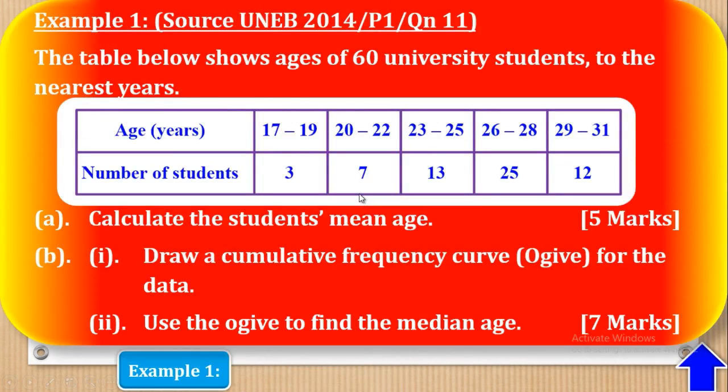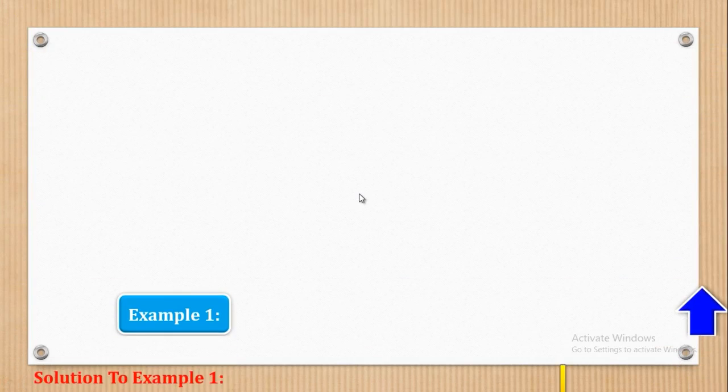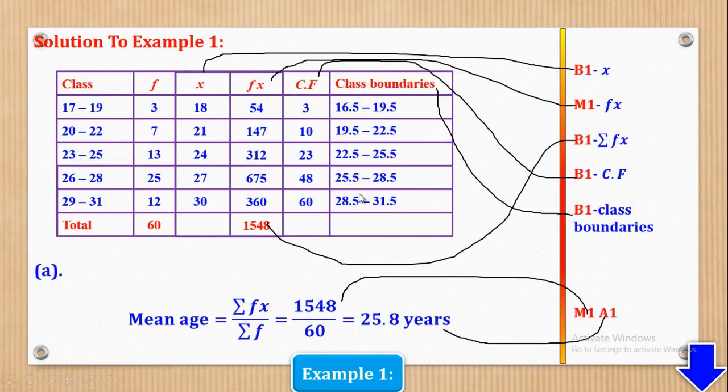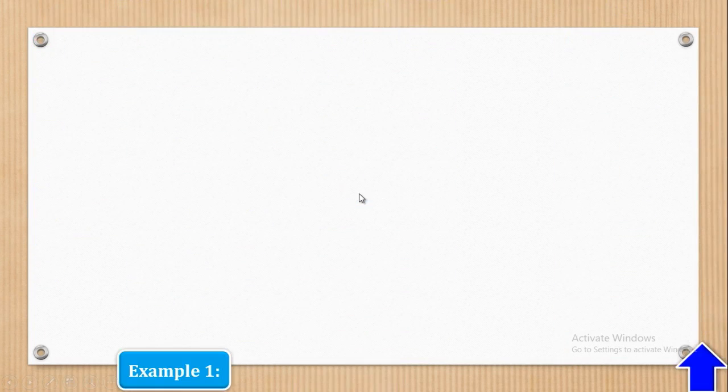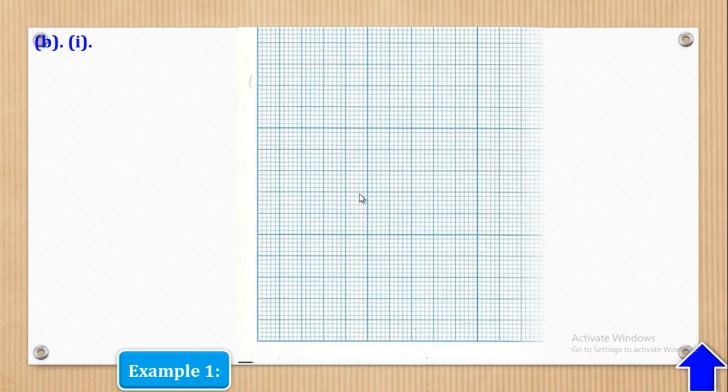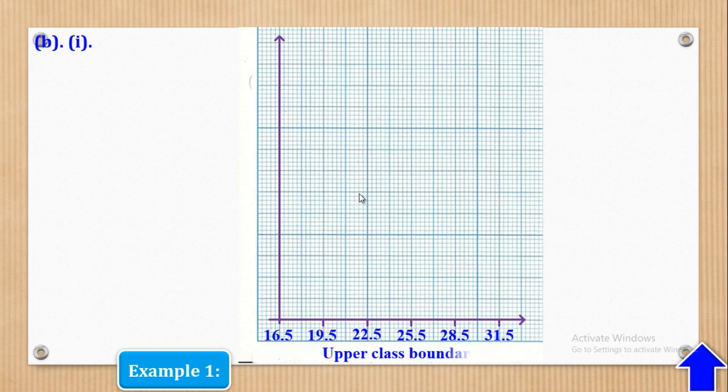So now we shall go to part B, Roman 1, where they say that we shall have to draw a cumulative frequency curve of the data. Remember, for cumulative frequency, you have to plot the values of the upper class boundaries against the corresponding cumulative frequency. So for example, 19.5 corresponds with 3, but to draw that we have to first have graph paper, which is that. Then you draw the axes, both horizontal and vertical. For the horizontal you put values for the upper class boundaries, and for the vertical you put values for the cumulative frequency.